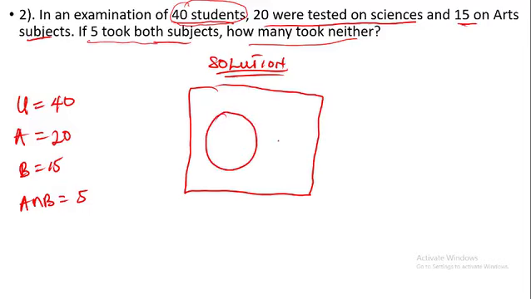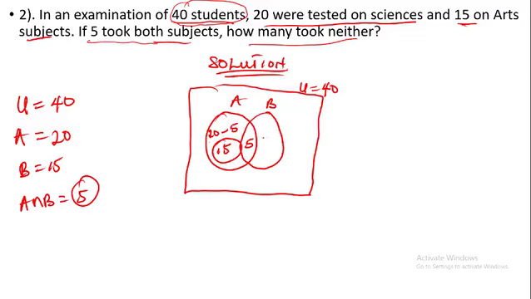We have this, and then we have this. Our universal set, remember, is 40. Is that correct? And then we have our intersection to be 5, and this is our point of intersection, and this is our A, this is our B. And then from the question, 20 were tested on sciences. So this is 20, right? But remember, out of these 20 who took science subjects, 5 also took arts subjects. So this 5, you subtract it from 20, and that will give you 15. So this is what we are working with, 15.